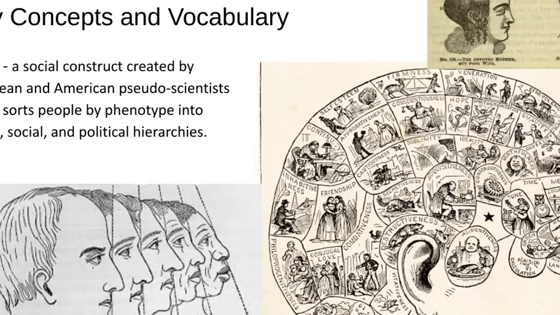Other concepts and factors are race. Race is a social construct created by European and American pseudoscientists, which sorts people into phenotypical, global, social, and political hierarchies. Another way to put that is race is completely made up by Europeans and Americans. It's a fake science, and it exists to judge people based on how they look and then put them in categories based on where they are in society or politically. But it's a completely made up concept and practice.